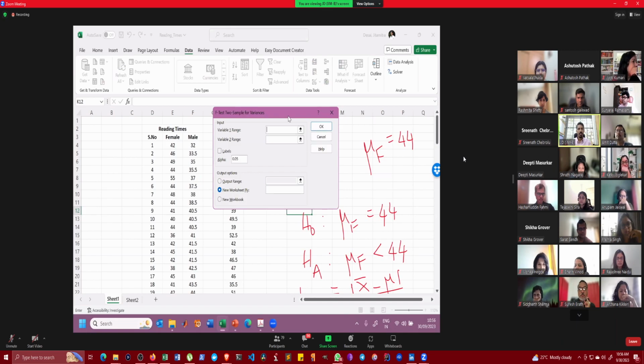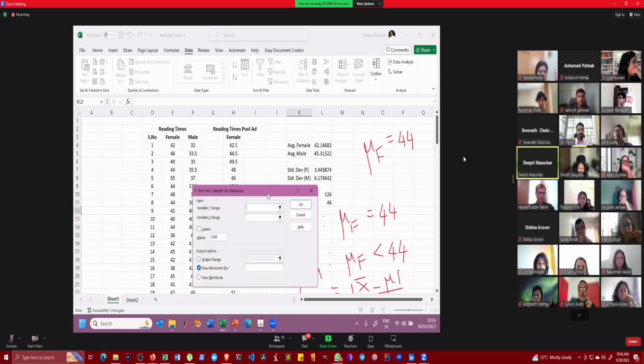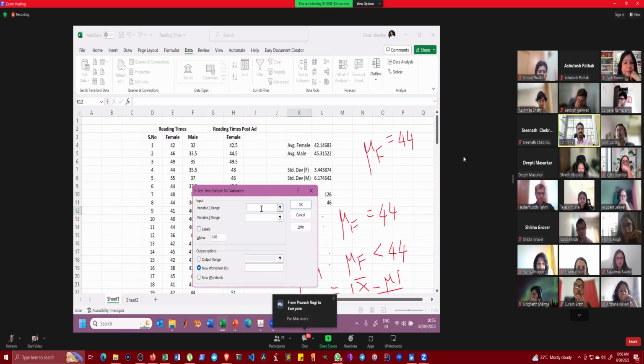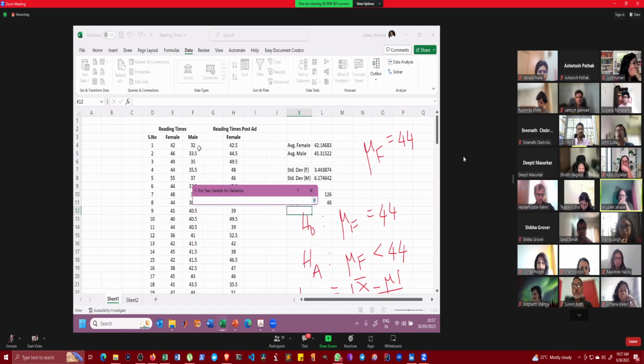Remember that in the F test, this is another thing that you should remember. The first variable range 1, its standard deviation must be more than variable range 2. The population with the higher standard deviation from your sample will always be variable range 1. It should be male then first. So in which case I will choose variable range 1 as males. Okay, so my males are variable range 1.